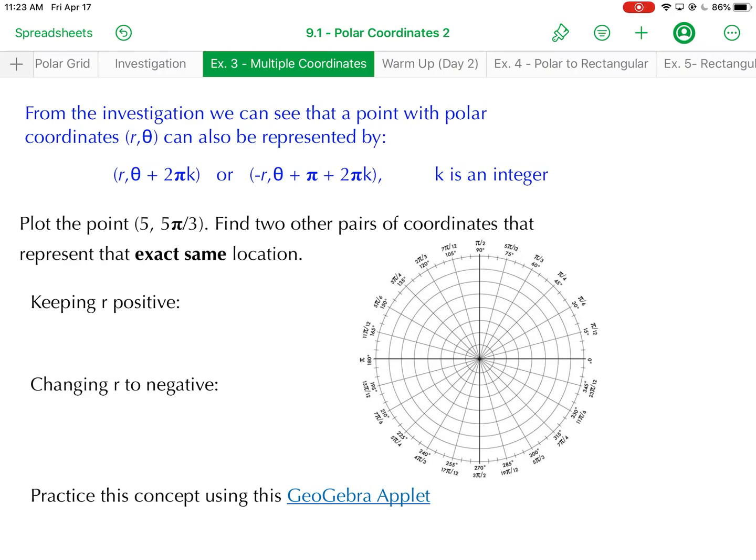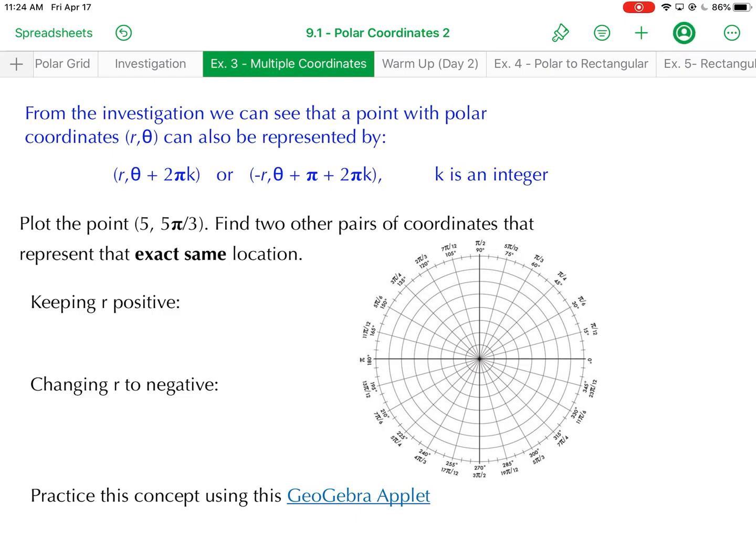If you want to keep r positive, all you need to do is take your angle theta and add a multiple of 2 pi to it. Remember this notation, I'm expressing this as theta plus 2 pi k, where k is an integer. Again, don't overcomplicate this. This just means you're adding or subtracting a multiple of 2 pi from theta. Okay? Now, if you want to make the r value negative, yet express the same location, then that means you need to add pi to theta or subtract it, and then from there you could add any multiple of 2 pi to get a coterminal angle as well.